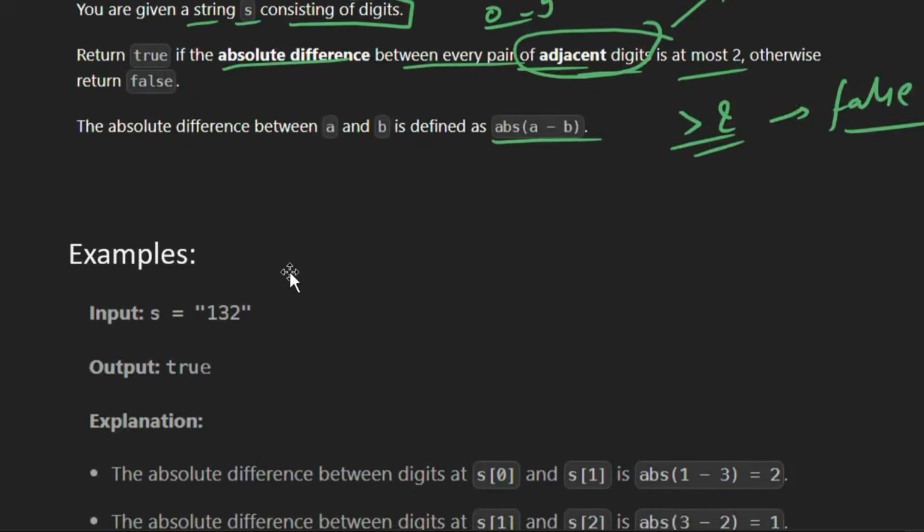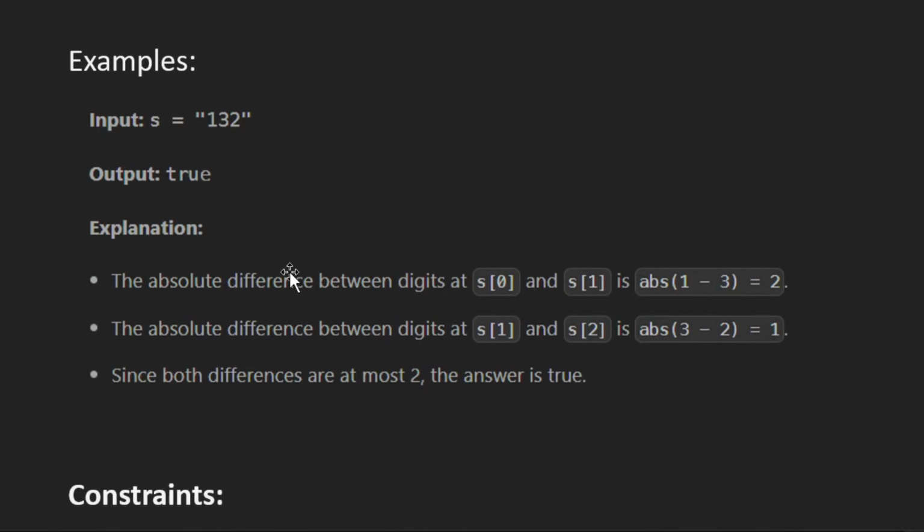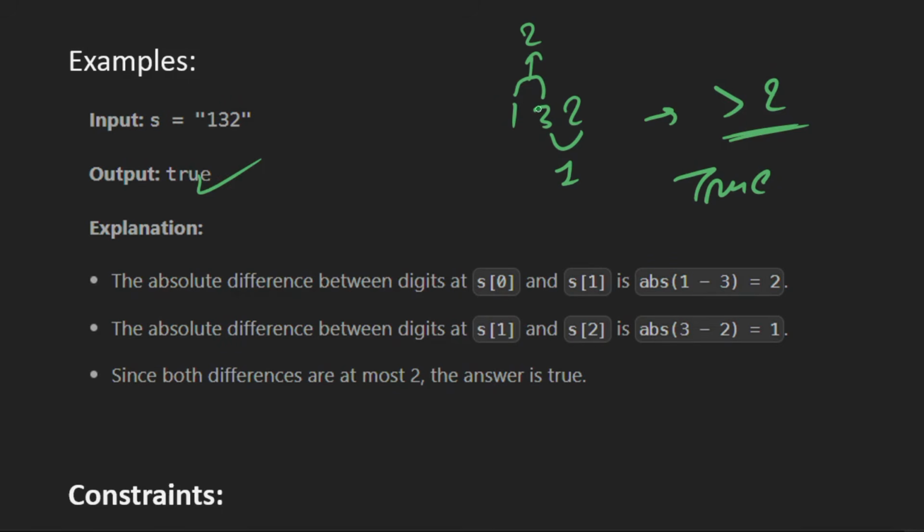So let's see an example. Here we are given the string 132. Here we have digits 1 and 3, the difference is 2, then 3 and 2, difference is 1. So none of the differences is greater than 2, so we return true. So our answer is true. If suppose here we had 4, then this difference would have become 3, and 3 is greater than 2, then we have to return false, right? So this is our question.